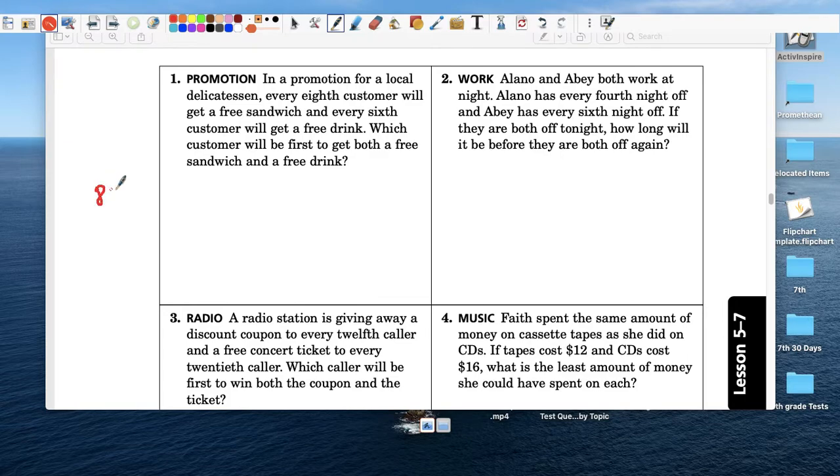So every 8th customer gets a sandwich. Let me write this down for you. And every 6th customer gets a free drink. All right, so let's line them up just for a second here. Customer number 1, number 2, number 3, number 4, number 5, number 6. I'm going to line them up.